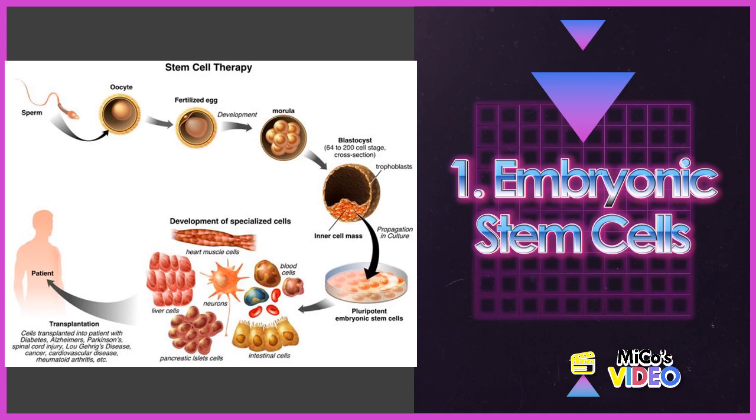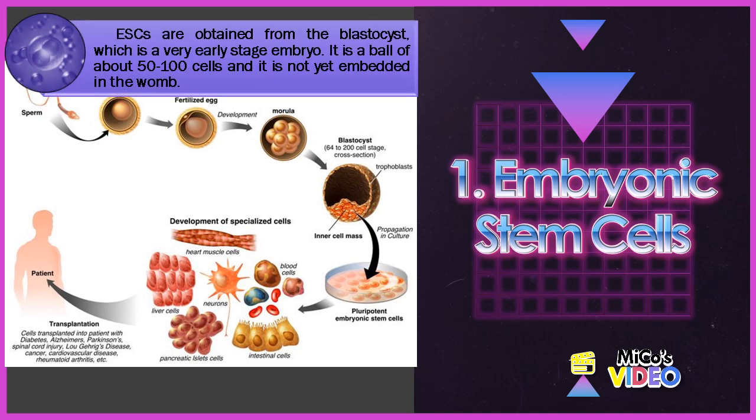Now, let us discuss further about embryonic stem cells, also known as the ESCs. Embryonic stem cells are obtained from the blastocyst, which is a very early stage of the embryo. It is a ball of about 50 to 100 cells, and it is not yet implanted in the womb. The blastocyst consists of the inner cell mass, an outer layer of cells, and a fluid-filled space. The inner cell mass is the group of cells from which the ESCs are derived.